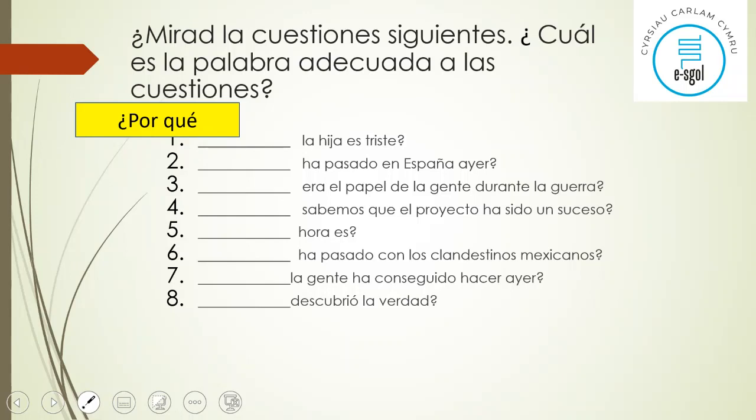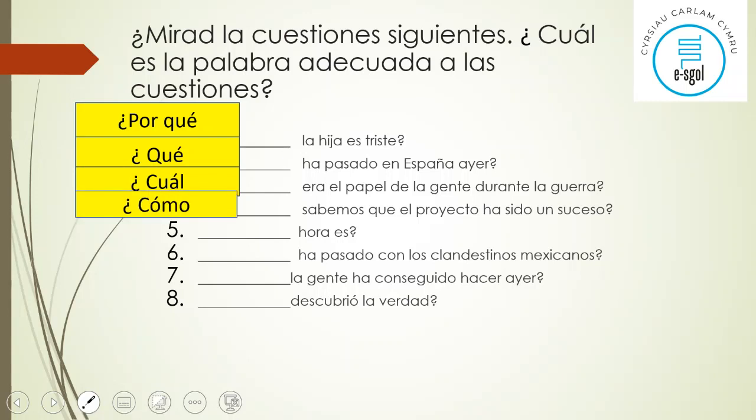Okay, let's have a look at the answers. How did it go? So I'm gonna put the answers out, so give yourselves a mark out of 8. How many did you get? So, ¿por qué la hija era triste? Why was the daughter sad? ¿Qué ha pasado en España ayer? What happened in Spain yesterday? ¿Cuál era el papel de la gente durante la guerra? Which was the people's role during the war?